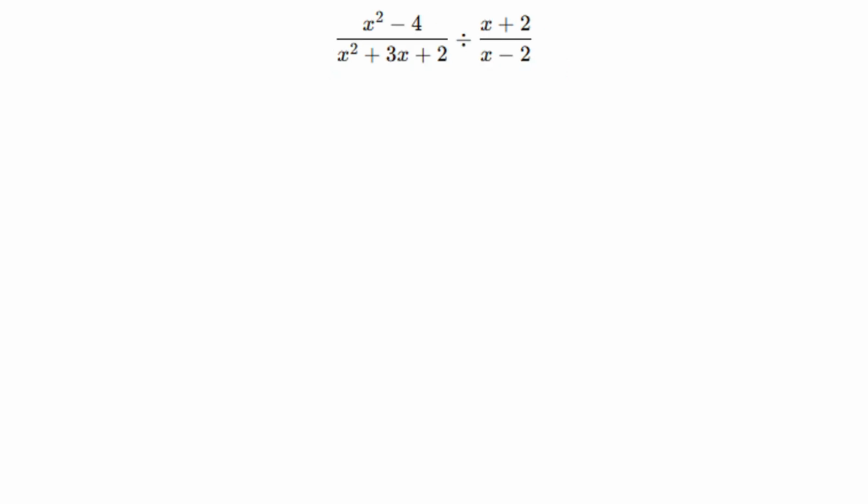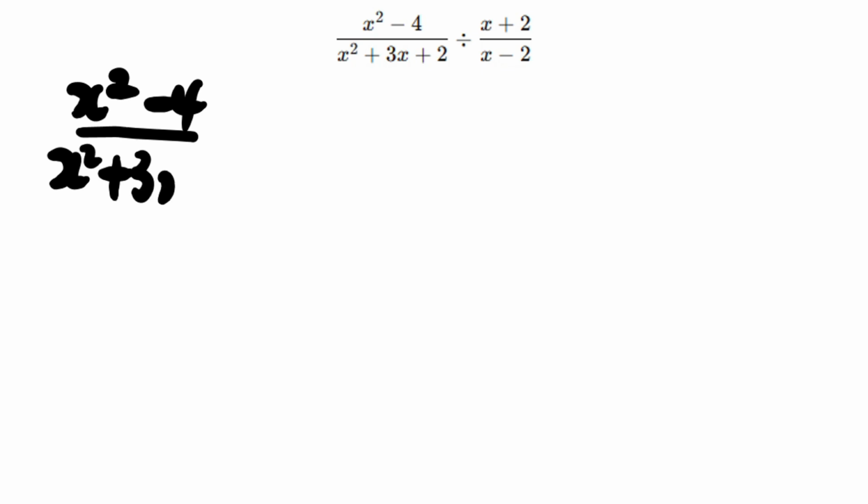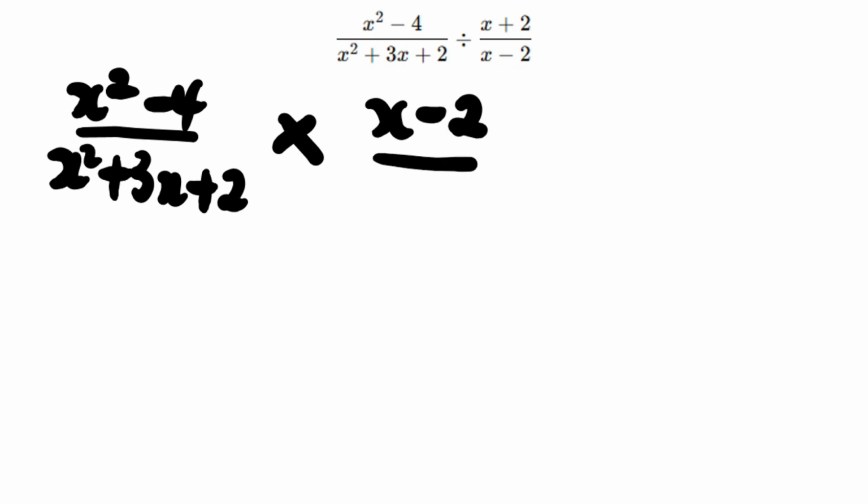Okay, let's solve this for a division. For a division, first we do sign change, right? So x squared minus 4 all over x squared plus 3x plus 2. This is what we have for the first term here. We keep it like that. Then we change the sign to multiplication. When we change the sign, the other one, we have to swap the numerator with the denominator first. Then we have this now.